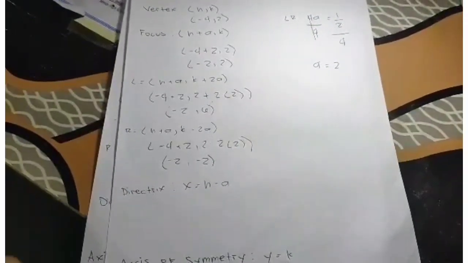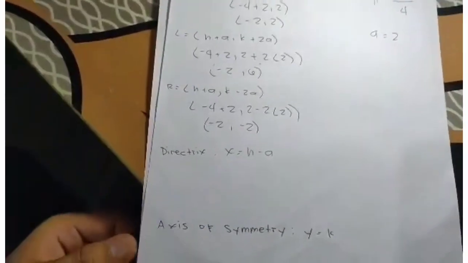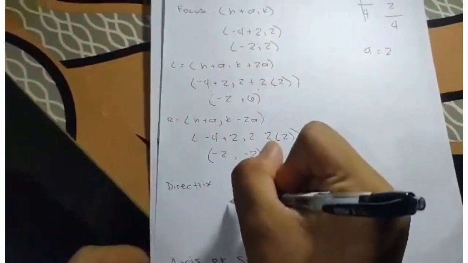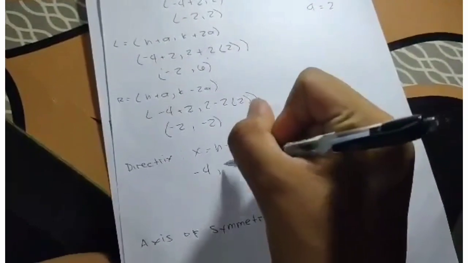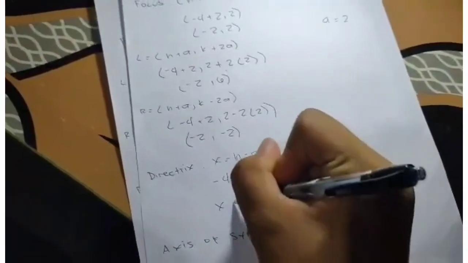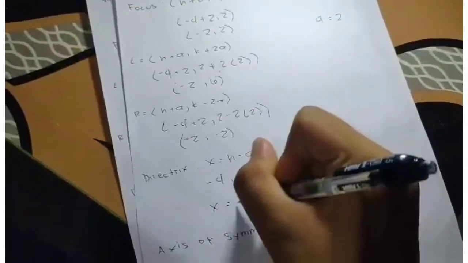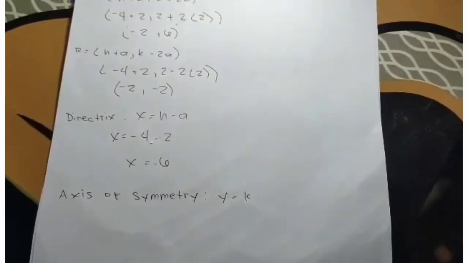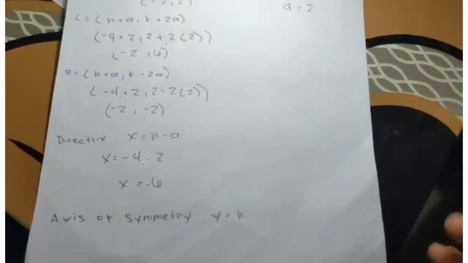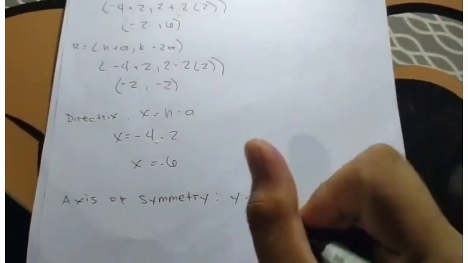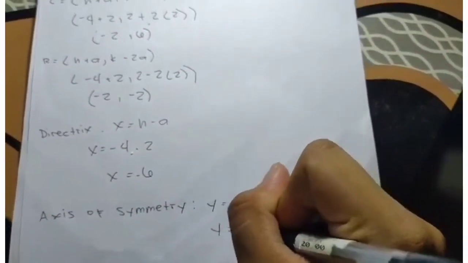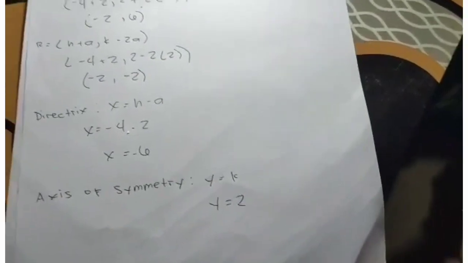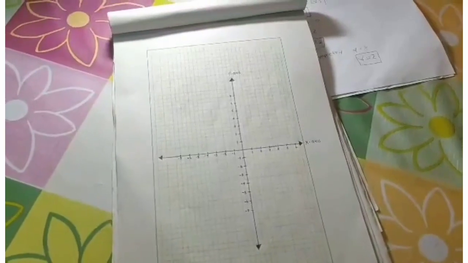So, ang directrix natin is x equals h minus a. Ang h is negative 4. Then yung a is 2. X is 6. Doon na tayo sa axis of symmetry. Y equals k. Ang k natin is 2. So ito lahat ang gagamitin natin para mag-graph yung equation. So i-graph na natin ngayon ang given equation.